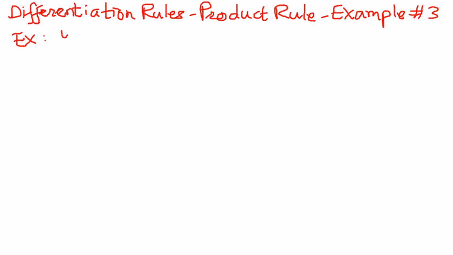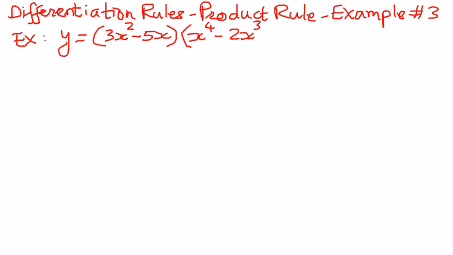Example: y is equal to 3x to the power of 2 minus 5x, times x to the power of 4 minus 2x cubed minus 7. To be able to solve these, we're going to use the product rule.